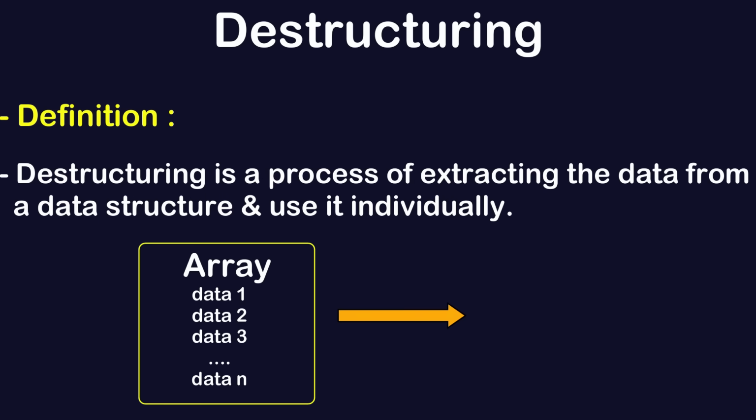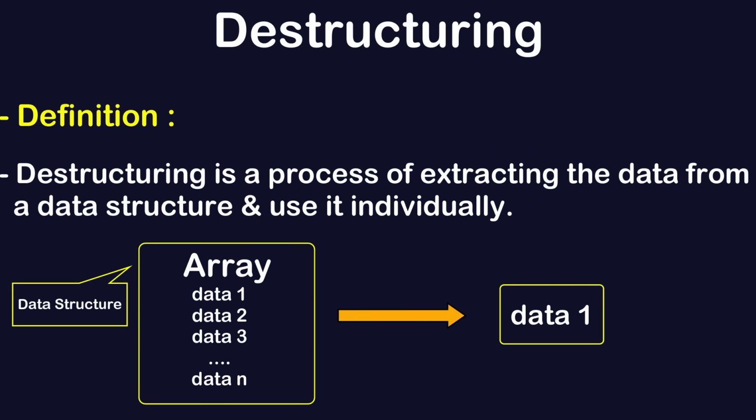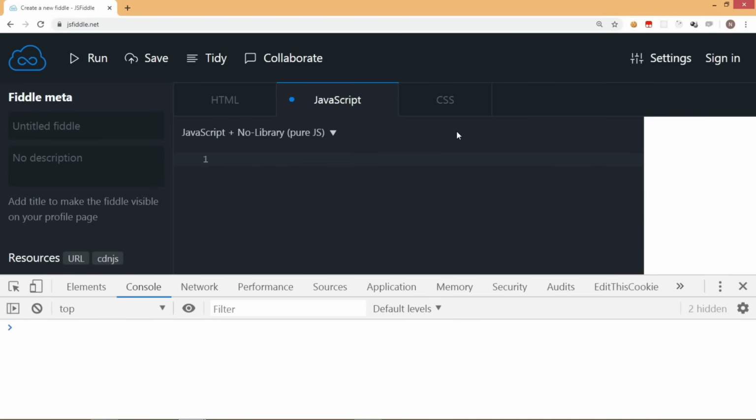Destructuring is a process of extracting the data from a data structure and using it individually. For example, if you have an array, let ARR is equal to car and bike. Now, if you want to get the first element of the array in one variable and the second element in another variable, probably you can think of this syntax, where I declare two variables, let car is equal to ARR of 0 and let bike is equal to ARR of 1. Let's also try to display both car and bike variables.